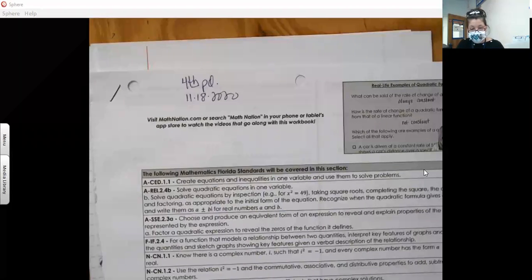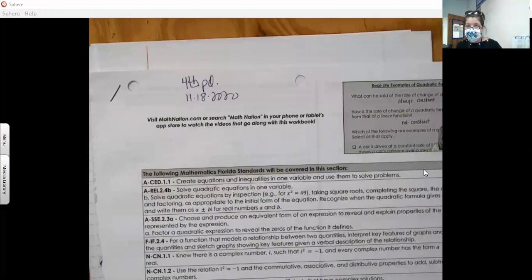So what we are doing today is real life examples of quadratic functions. Real life examples of quadratic functions.